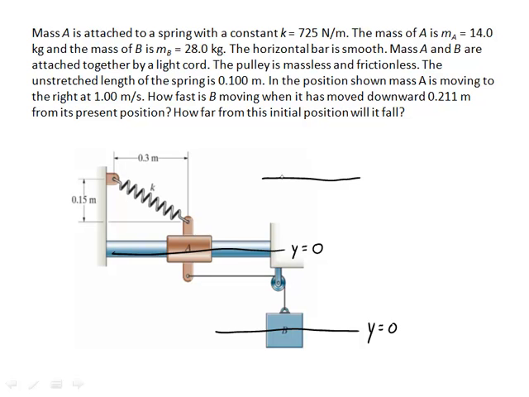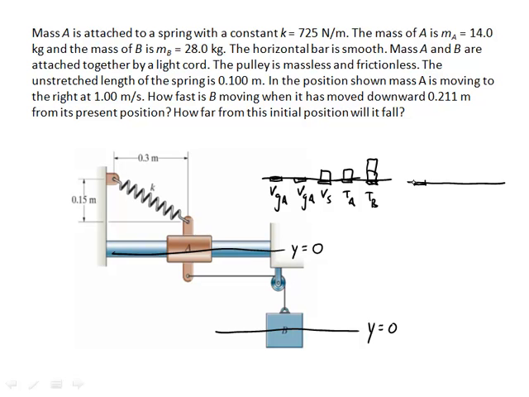So in the initial situation, A and B have no gravitational potential energy. The spring has a certain amount of potential energy. And then A and B both have kinetic energy in the beginning. So B is twice A, so B has two boxes of kinetic energy, A has one, and we'll say that the spring has one box of potential energy. And since A and B are both at their datums, their gravitational potential energy is zero.